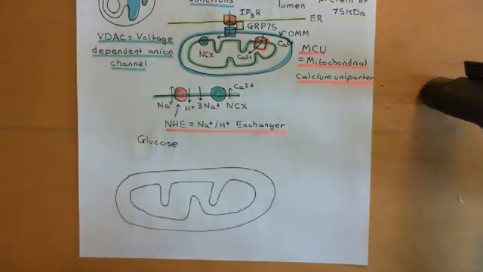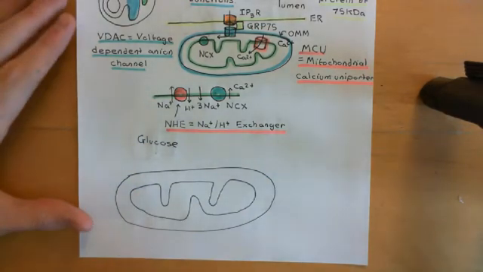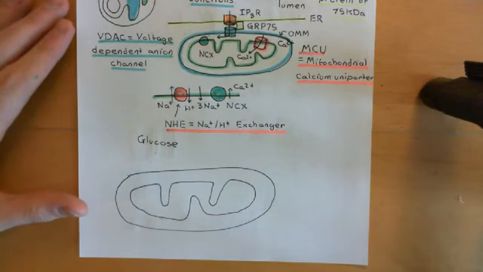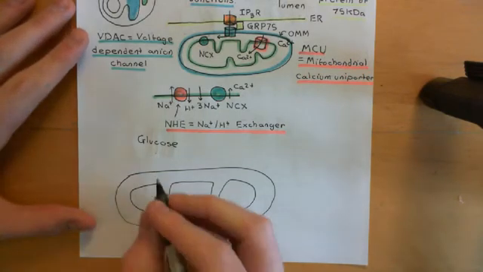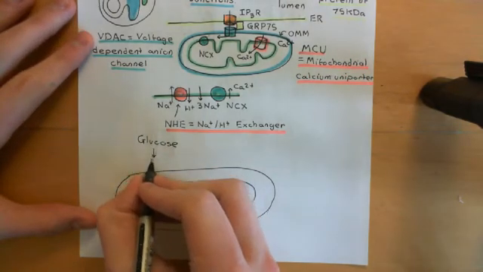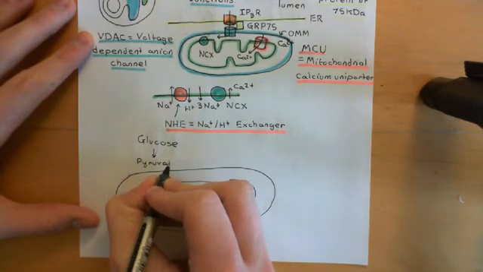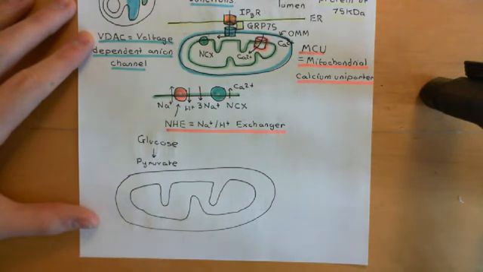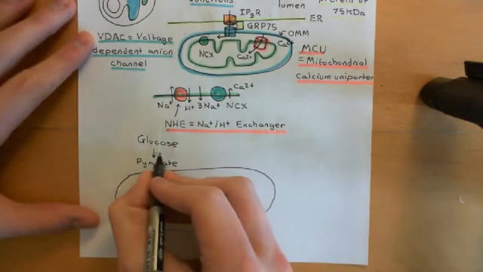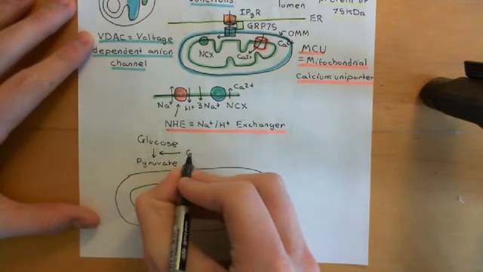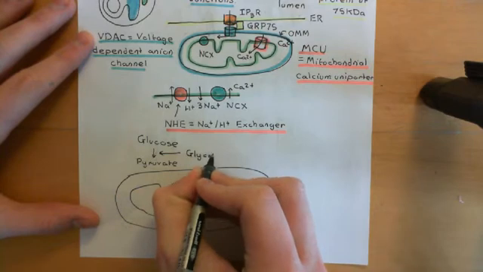So you start off with glucose, and glucose through a whole series of reactions is turned into pyruvate in the cytoplasm of the cell. So this is the portion of respiration that occurs prior to the mitochondrion. This conversion of glucose to pyruvate is called glycolysis.